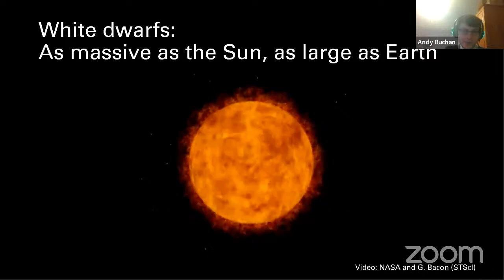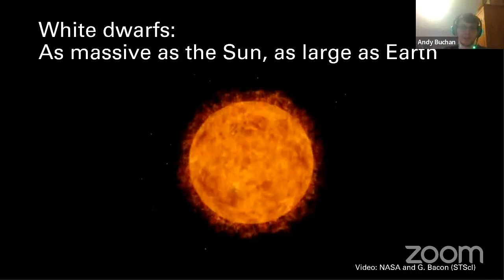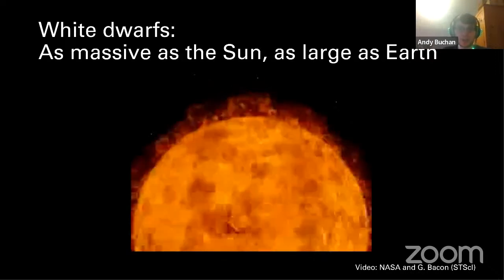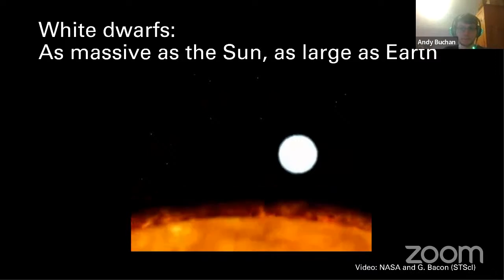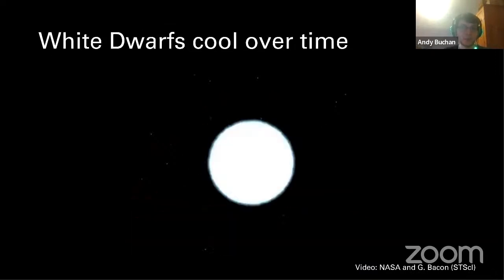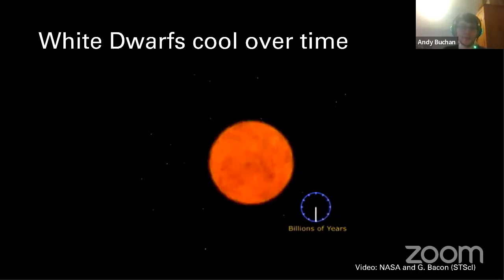But then the really crazy thing is that despite being about the size of Earth, it's actually got about the same mass as the sun. So you can imagine these are extremely dense objects. They're also very hot, as I mentioned, but since they've got no fuel left to burn, they just sit there, getting colder and colder over billions of years. Eventually they become an object called a black dwarf. But that process takes so long that the universe actually isn't old enough for any black dwarfs to exist yet.